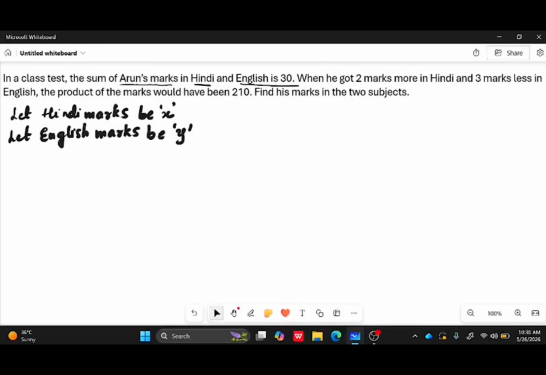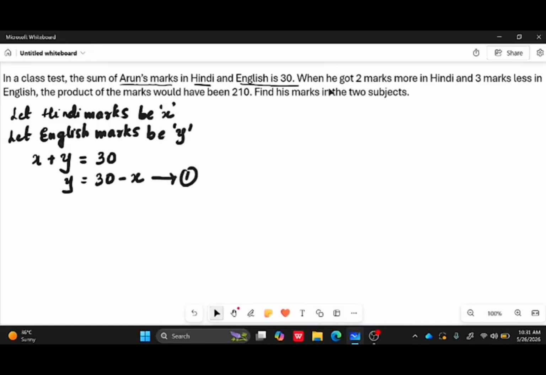So now we have to form the equation. It has been clearly mentioned that the sum of Arun's marks in Hindi and English is 30. So what we have considered for Hindi marks? X, and English marks we have considered as Y. So the first equation we are going to frame is X plus Y equals 30. I hope it is correct, right, my dear students? So we'll convert this equation as Y equals 30 minus X. We'll consider this as equation 1.